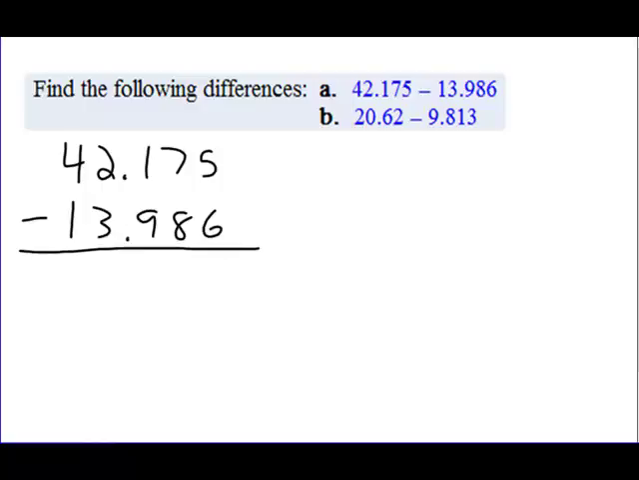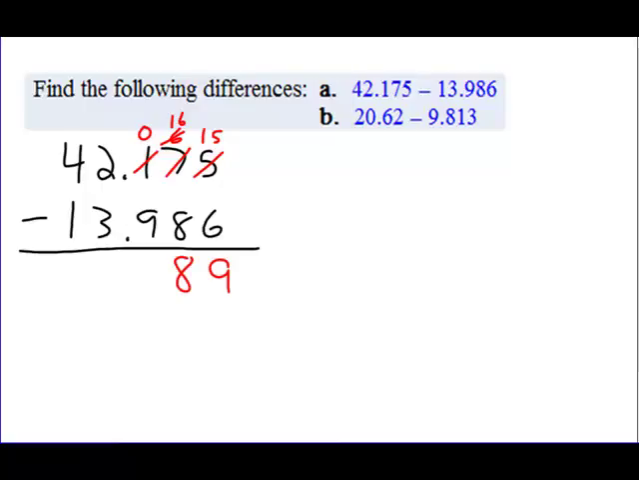Now, just like with whole numbers, if we need to borrow, we can borrow. I can't subtract 6 from 5 without borrowing, so I'm going to borrow from the 7. 7 becomes a 6. The 5 becomes a 15. 15 minus 6 is 9. I can't subtract 8 from 6, so I'm going to borrow from the 1. The 1 becomes a 0. The 6 becomes a 16. 16 minus 8 is 8.